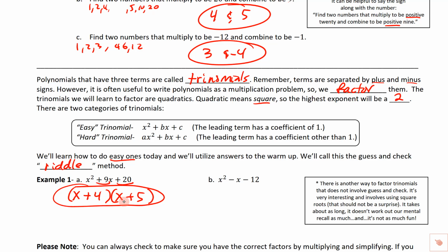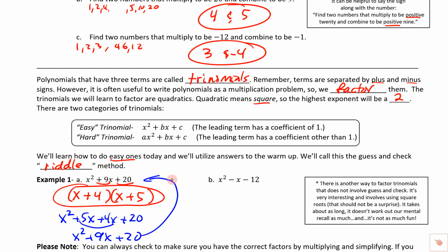Now, how do we know that this is the right answer? Well, watch what happens if we distribute. So x times x, that's x squared. X times 5, that's positive 5x. 4 times x, that's plus 4x. And 4 times 5, that's positive 20. These 2 put together, we get x squared plus 9x with those 2, and then plus 20. We get this original thing right here.